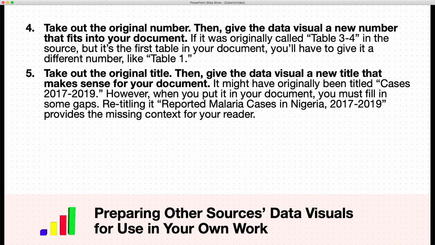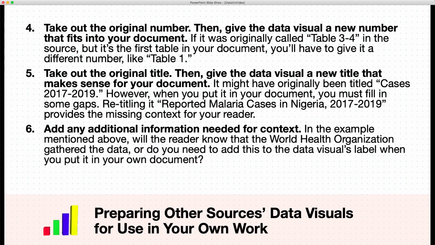Then you want to take out the original title and give the data visual a new title that makes sense for your document. So it might have originally been called Cases 2017 to 2019, as it appeared in the original source. But when you put it in your document, that might not mean very much. You might have to give it another name. So if you retitled this like Reported Malaria Cases in Nigeria 2017 to 2019, that provides the missing context for your reader.